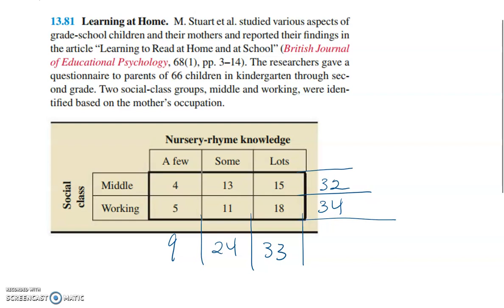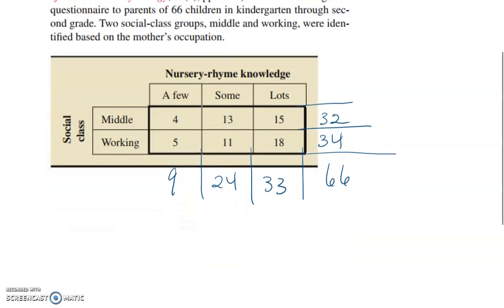So looking down, we have 32 plus 34, which is 66. And then going across, I have 33 and 24 gives me 57, plus 9 is 66. So here's our table now with the marginal values added.